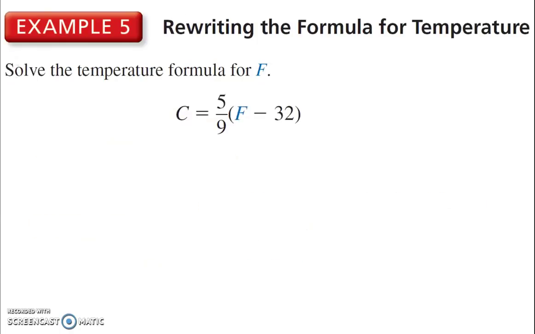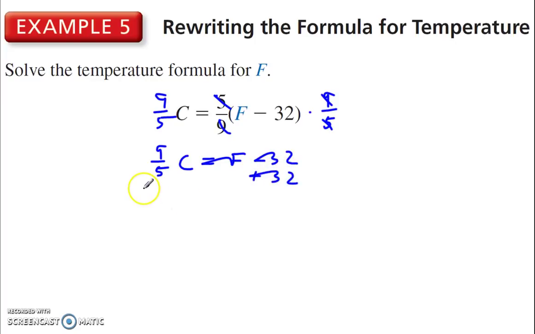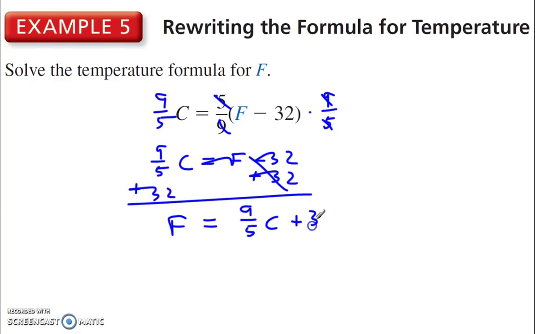Okay, we want to solve this for F. In order to do that, we multiply by the reciprocal of the fraction, so by 9/5 on each side. That cancels out the 9s and 5s, so we're left with 9/5 C is equal to F minus 32. Add 32 to each side, and Fahrenheit is equal to 9/5 Celsius plus 32.